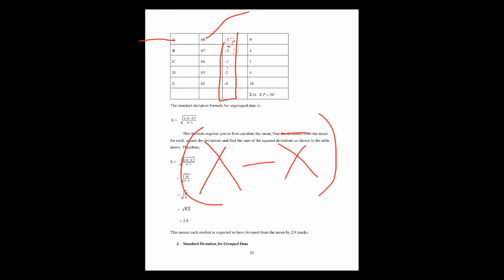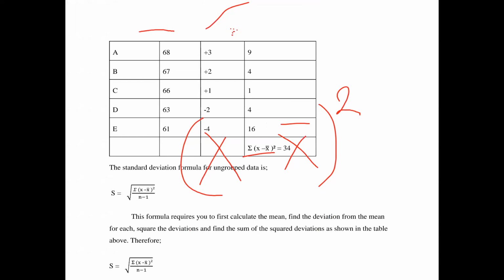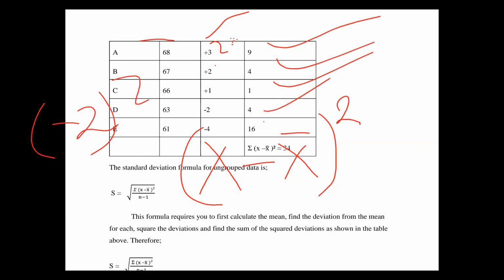Then we said you have to square them first for you to find the variance. For example, you have this 3 here. 3 squared will be 9. 2 squared will be 4. 1 squared is 1. Negative 2 squared, you put it in brackets first, will give you 4, and negative 4 squared will give you 16. That is what this expression, X minus X bar squared, means.